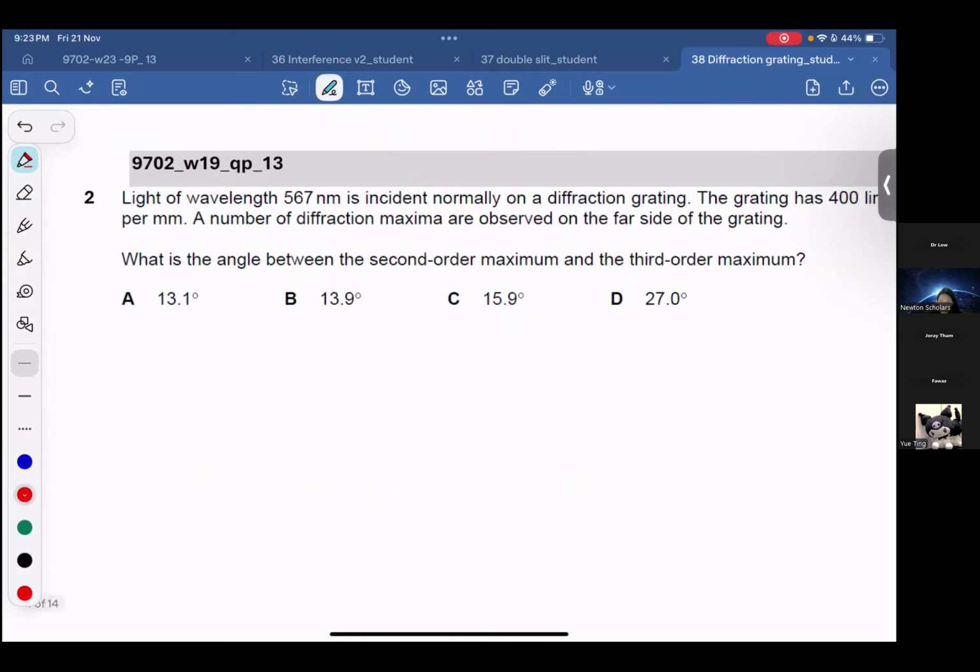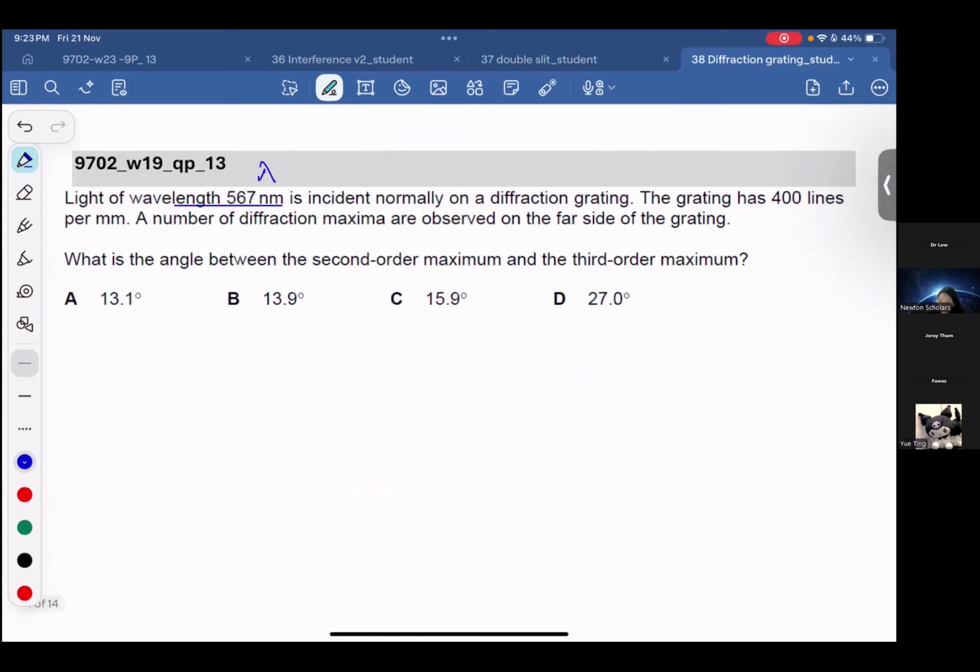Next. This one, the wavelength 567. Grating have 400 lines per mm. What they're giving you is n, n is 400 lines per mm. A number of diffraction maxima is observed. Then what is the angle between second and third? The angle for the second order and the third order.